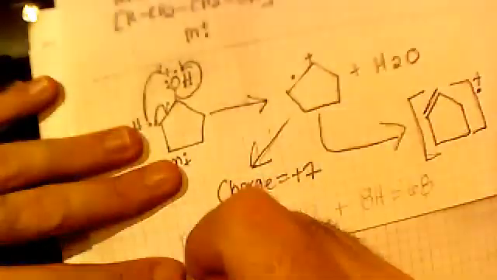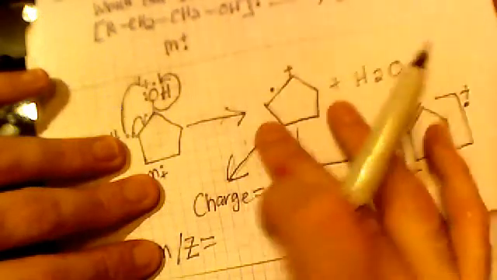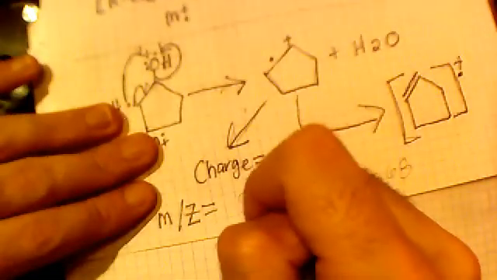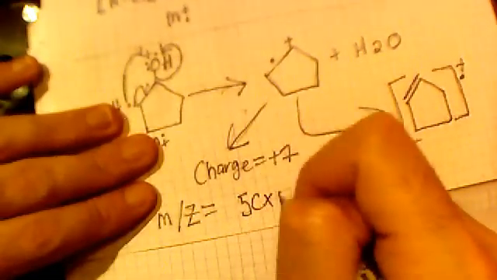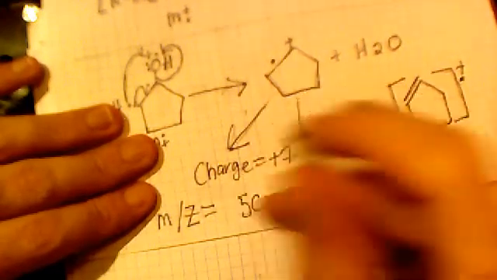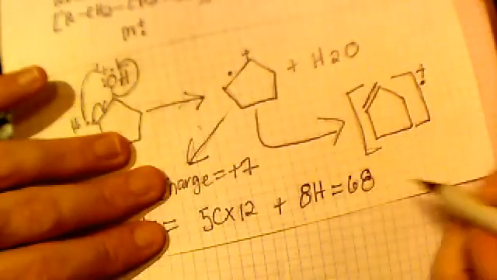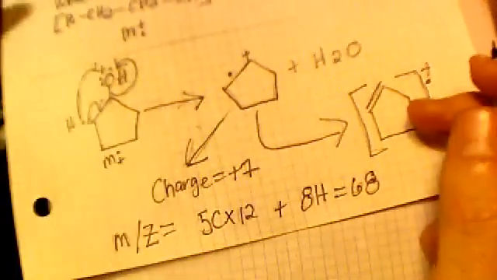And then they ask for the m/z, the mass to charge ratio of this molecule. So it has 5 carbons, right, times 12, plus 8 hydrogens. 5 times 12 is 60, plus 8 equals 68. And those are the answers. All right, moving on.